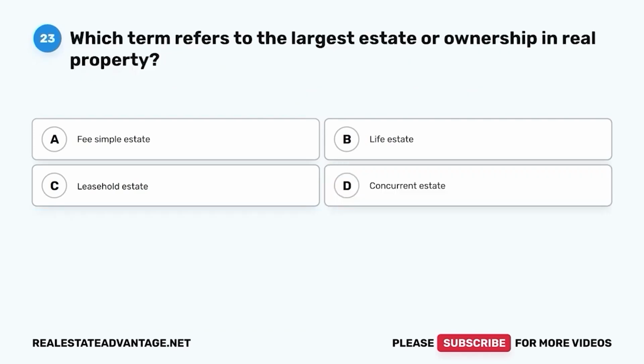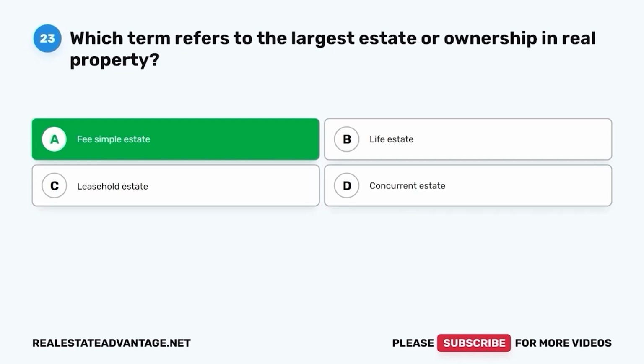Question 23. Which term refers to the largest estate or ownership in real property? A. Fee simple estate. B. Life estate. C. Leasehold estate. D. Concurrent estate. The correct answer is A.